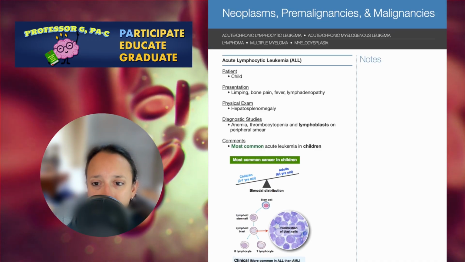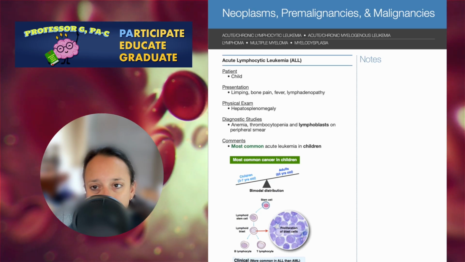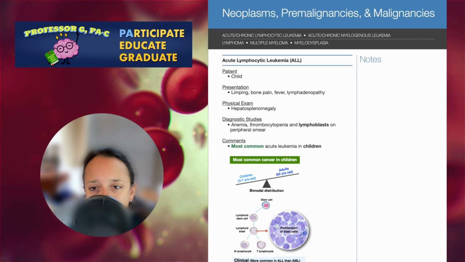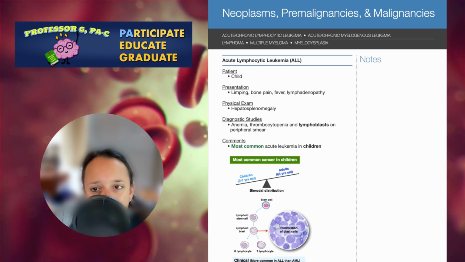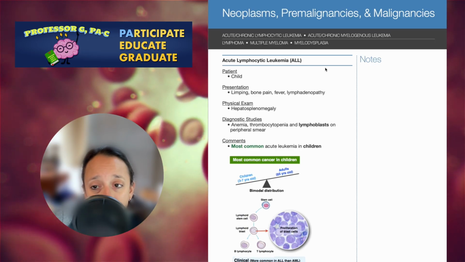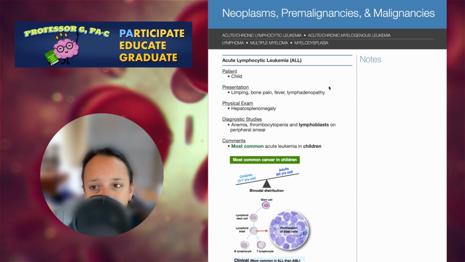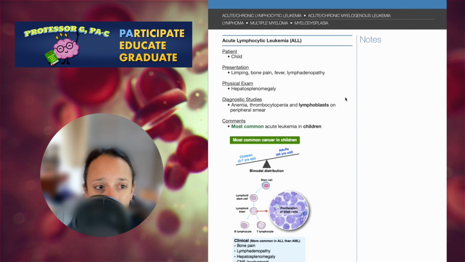Moving on, we are now moving on to some of the neoplasms. So this one is acute lymphoblastic leukemia, or ALL, and it is a malignancy of the lymphoid stem cells. Most of these are going to be affecting children, especially between the ages of 2 and 5. It's actually the most common childhood cancer, but it can occur in adults as well, and when it does, it has a poor prognosis.